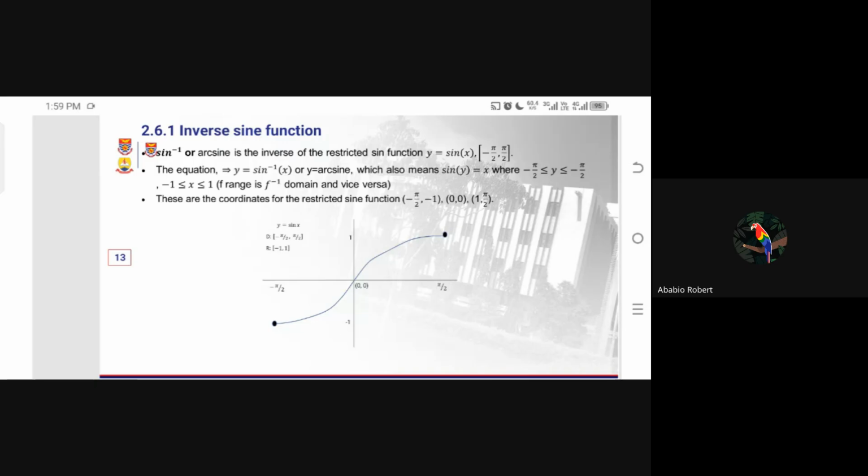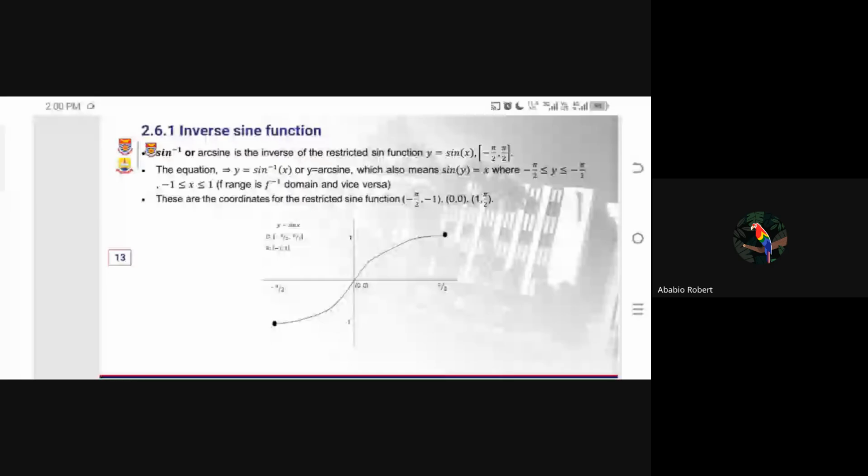That is the interval we are seeing, negative pi on 2 to pi on 2. They are for the y part, sorry. When you want it for the x part, it is going to be negative 1 and 1. So the sine lies between negative 1 and 1 on the x-axis.